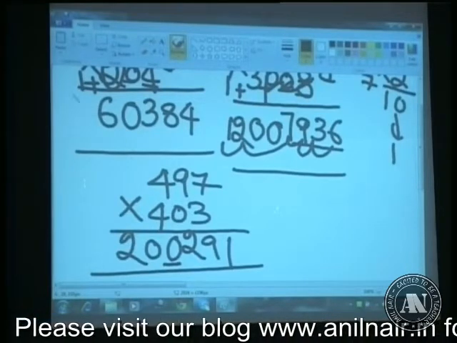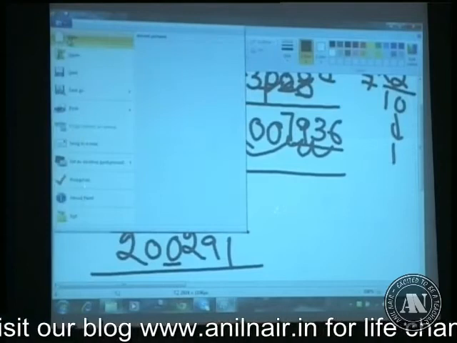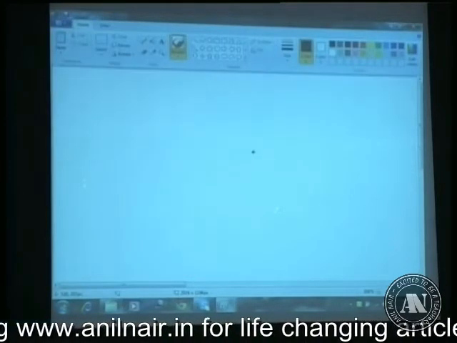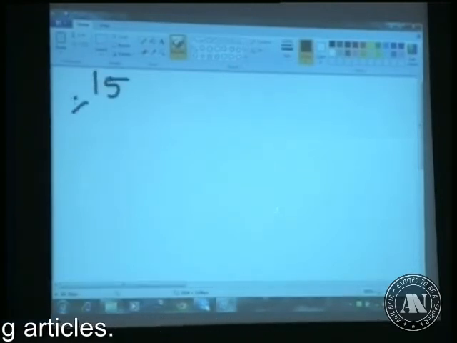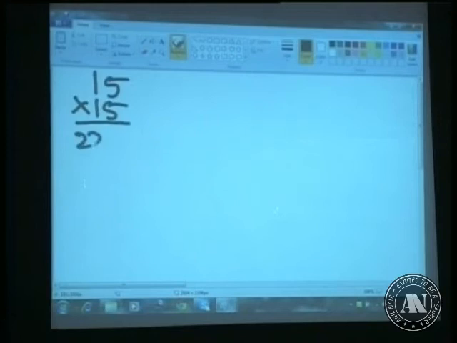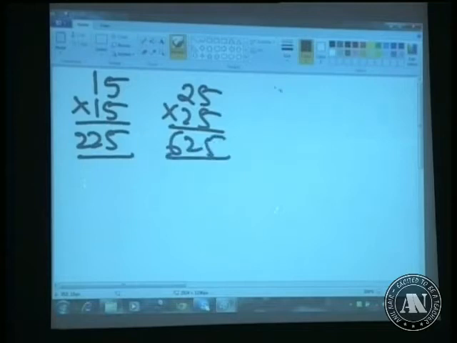See, the good part is that students know how to multiply numbers ending with 5, but they don't know the application. That is the problem. Now please listen carefully here. 15 into 15. 15 15s are 225. 25 into 25, it is 625. 15 into 25, it is 375.